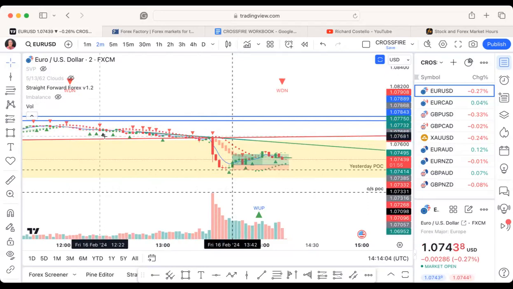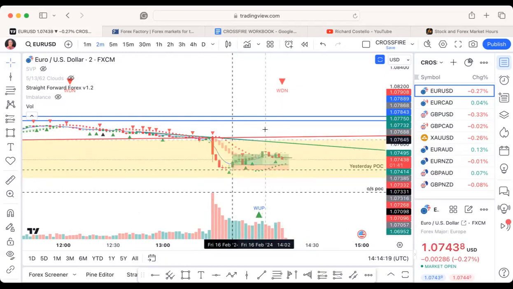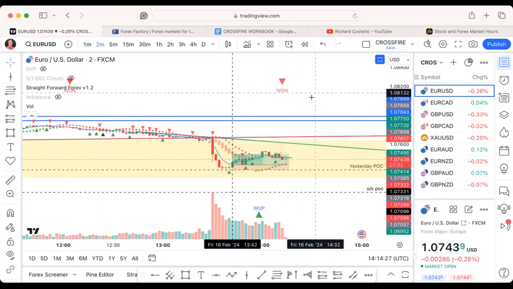I was in a wave down. I didn't get a wave up until that point there. So I wouldn't have got in that because I'm on a wave. And there's two reasons. I don't get into buys until price gets above the green trend line. Don't get into buys until we've got a wave up. So I'm misleading you there.